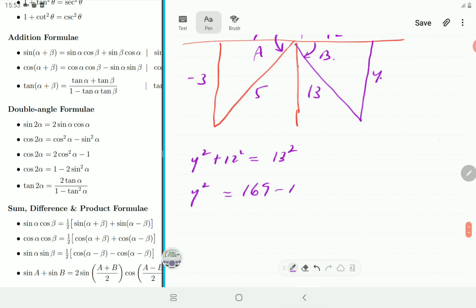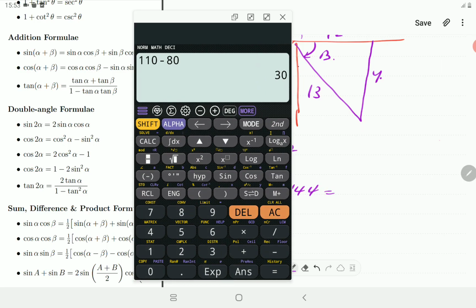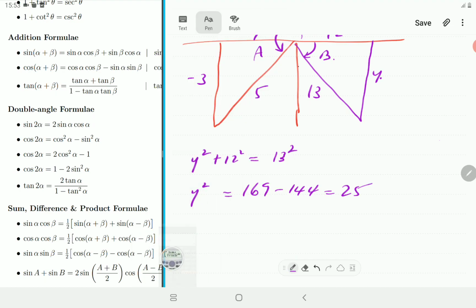13 squared is 169. 12 squared is 144. If we do 169 minus 144, we get 25. So this is 25 here. So that means y is either 5 or minus 5. But we can see we're in the third quadrant, so it can only be a minus.